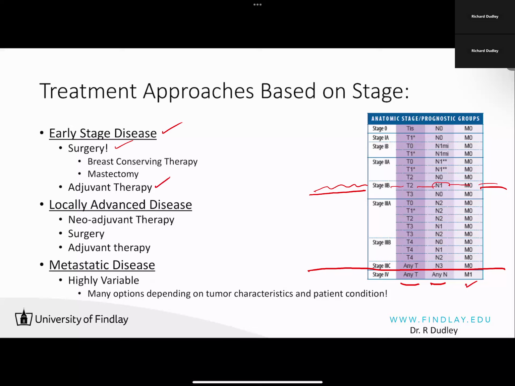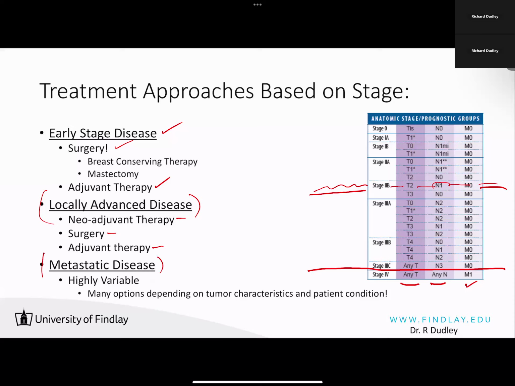If it's locally advanced, if the patient is a candidate for neoadjuvant therapy, we can go in and put that patient through several cycles of neoadjuvant chemotherapy, shrink that tumor down, and then we might be able to afford the patient a lumpectomy as compared to a mastectomy. So we do neoadjuvant therapy, we follow that up with the surgical procedure, and then depending on the type of cancer and the response to the neoadjuvant therapy, we decide on the appropriate adjuvant therapy, right?